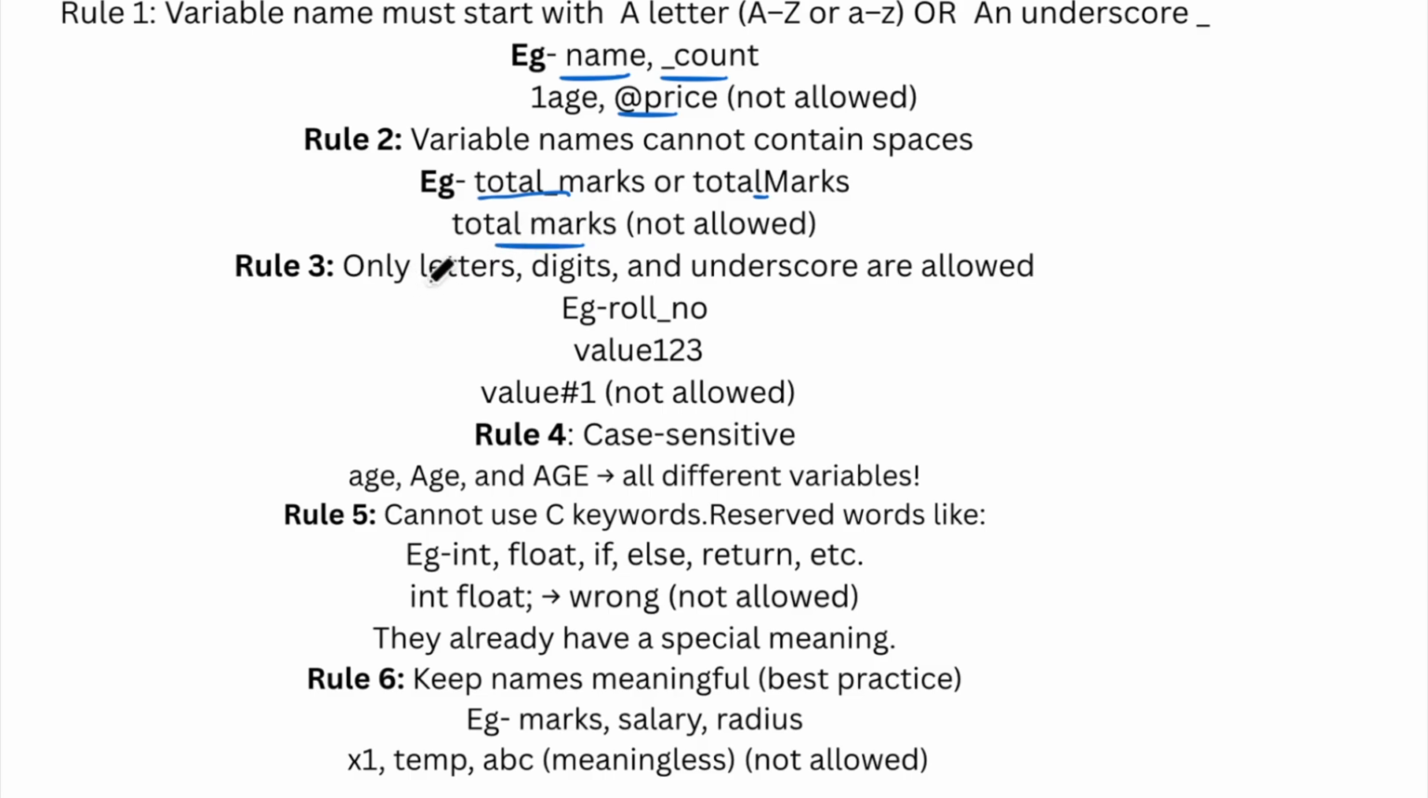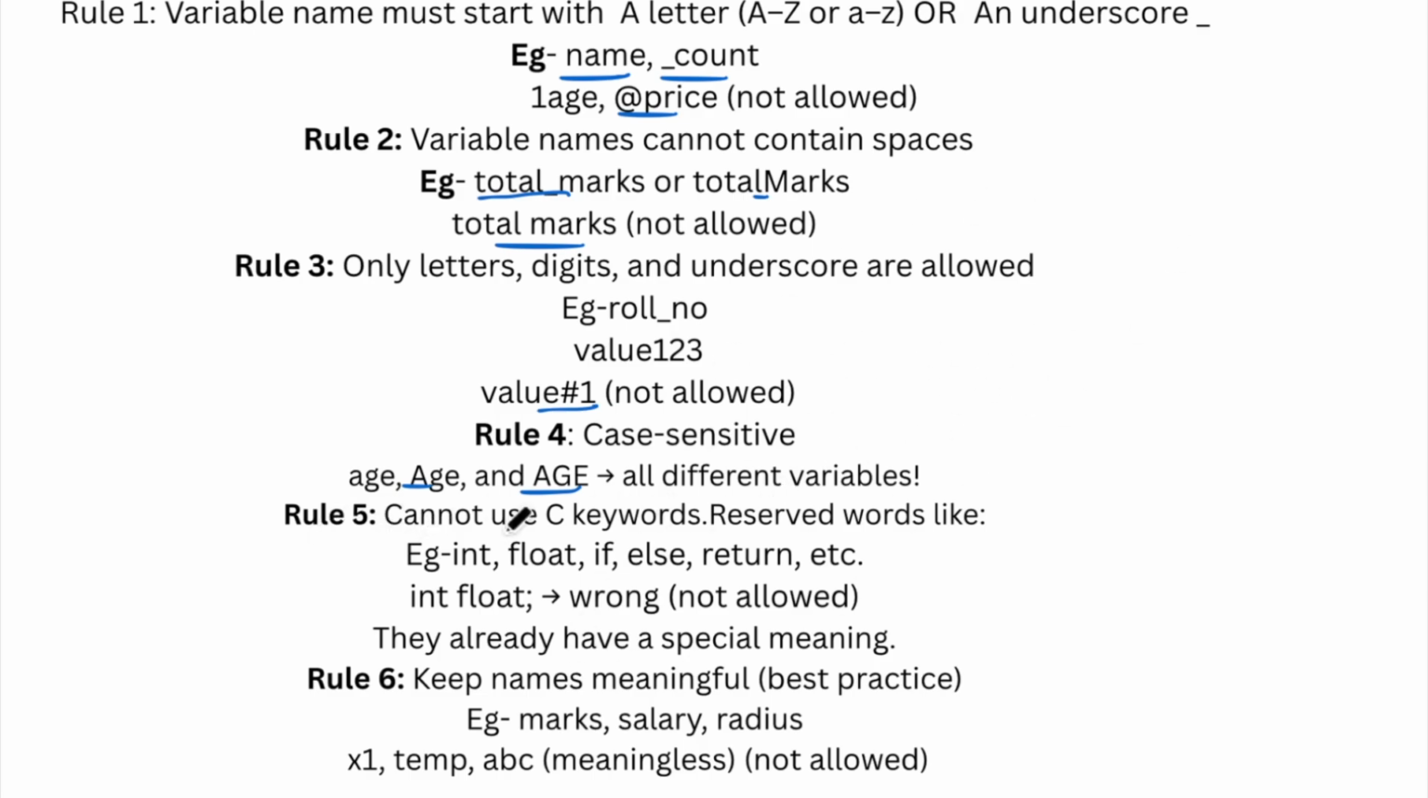And the third rule is only letters, digits, and underscores are allowed. Like here you can see roll_number, value120 is allowed. Special characters and symbols like hash are not allowed. Number 4, variable names are case sensitive. So every spelling has a different meaning. All small letters have a different meaning, one capital letter has a different meaning, and all capital letters have a different meaning. So all are different variables.